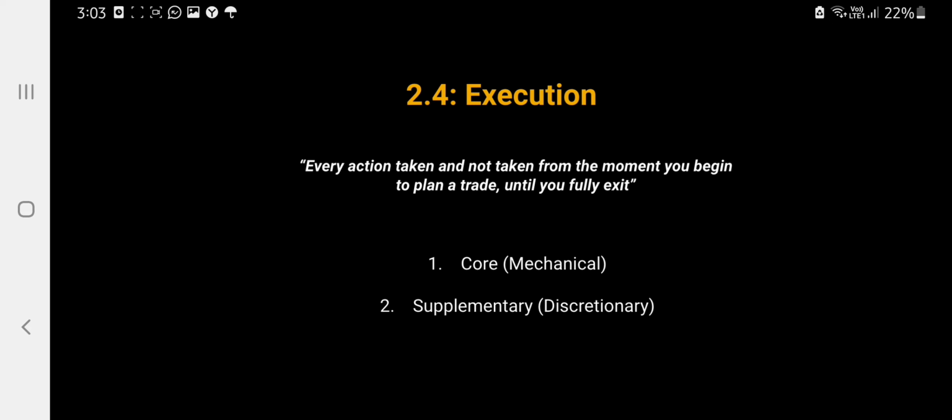Execution comes in two parts, the core and supplementary. Core is the mechanical act of executing, and the supplementary factors are the discretion that you must have as a trader in any trade.